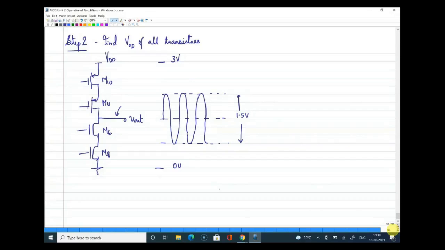Yeah, Amog, I think you want to say something. Yeah, we have to do the assignment. Which assignment? We have to assign all the overdrive voltages, right? So you have 3 volt altogether. 1.5 is the output voltage swing. So left out is 1.5. That means you can use that 1.5 to allocate the overdrive voltage for these two transistors and these two transistors. Is that right?